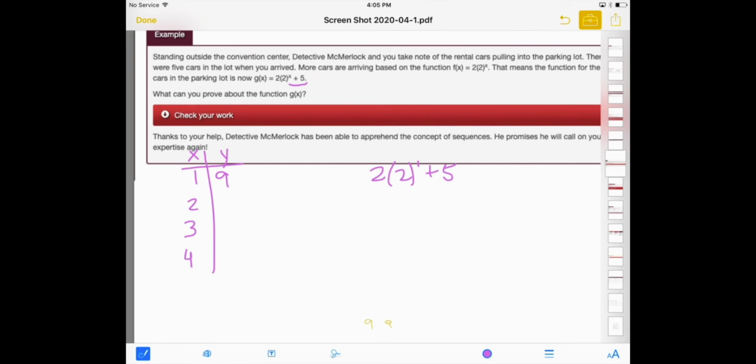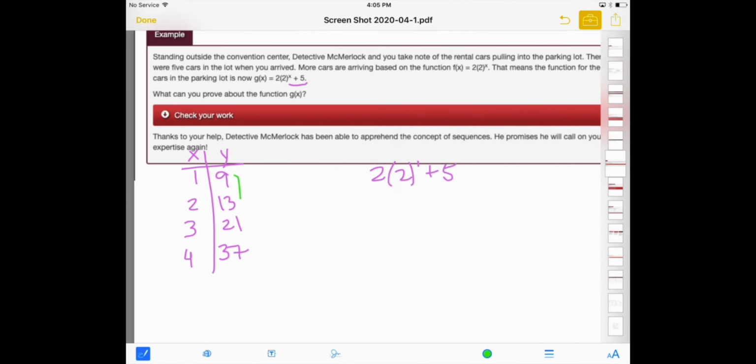So I'm going to take 2 to the power of 2 now, which is 4, times 2 is 8, plus 5 should get me 13. And then I'm going to go ahead and plug in 3. So 2 to the power of 3 is 8, times 2 is 16, plus 5 should be 21. And then 2 to the power of 4 is 16, times 2 is 32, plus 5 is 37. So that's what I get for the first couple of numbers that I plug in.